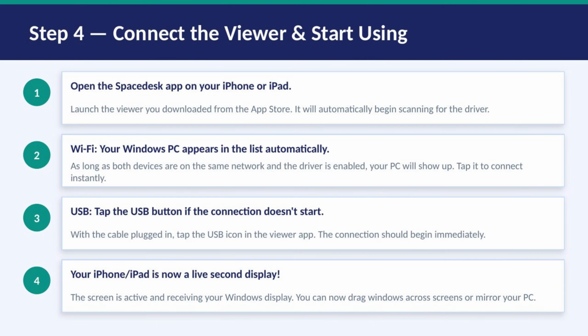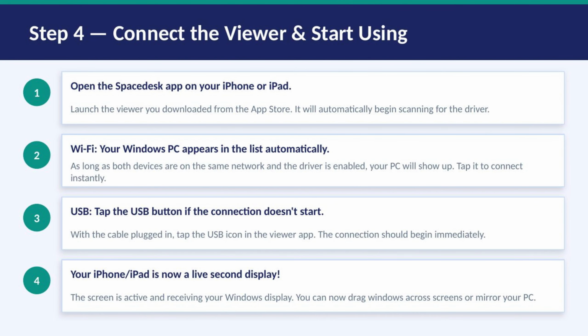Step 6. Open the Spacedesk viewer on your iOS device. On your iPhone or iPad, open the Spacedesk viewer app. For Wi-Fi connection, your Windows PC should automatically appear in the list of available devices. Tap on it to establish the connection. For USB connection, if the connection doesn't start automatically, tap the USB icon in the viewer app. The connection should establish immediately.